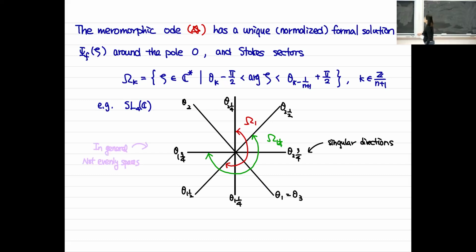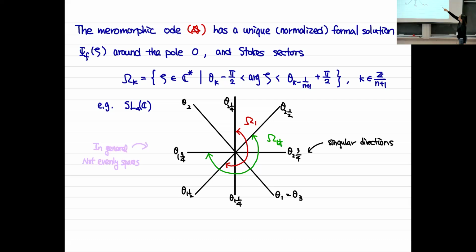So as you can see here, the leading coefficient only tells you what the singular directions are, but the numbering is your choice. So let's say you decide to code this one as 1, and then you decide the orientation is counterclockwise. This is theta 1, this is theta 1 plus 1 over 4, because we are in SL4C here, all the way like this. So the numbering can just go around and round.